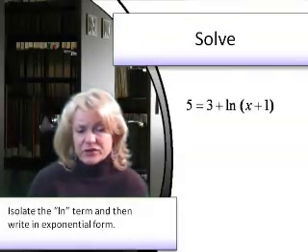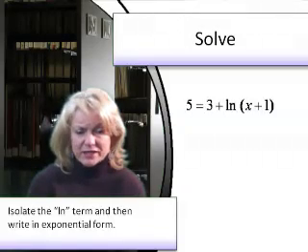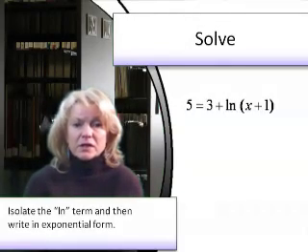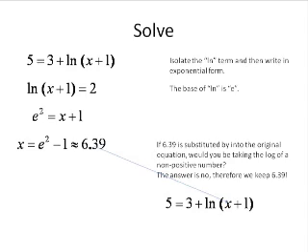Before we rewrite in exponential form, we need to isolate the log term by subtracting 3 from both sides. The base of the natural log is e. Therefore, when we rewrite in the exponential form, we have e squared set equal to x plus 1. Subtracting 1 from both sides and then using the calculator to approximate for the potential solution. Remember, we need to check logarithmic equations. 6.39 put in for x would give us taking a log of about 7.39, which is positive. Therefore, this is our solution.